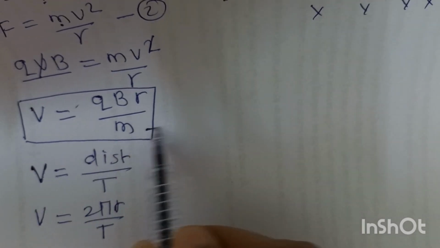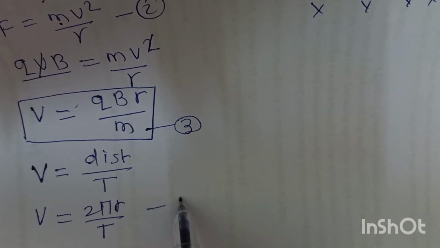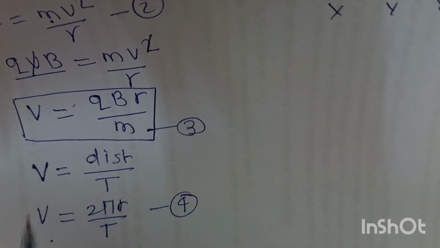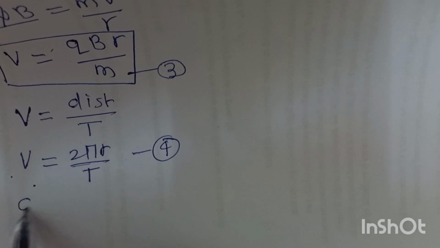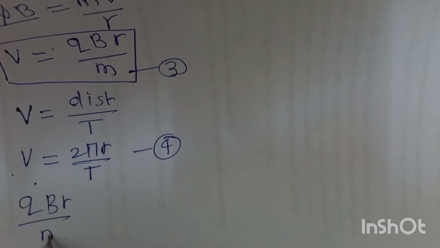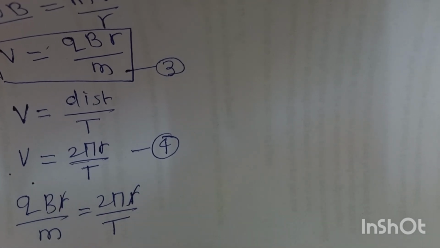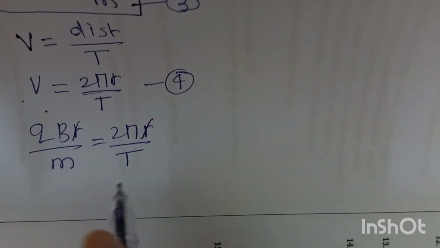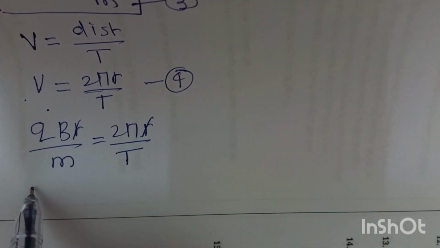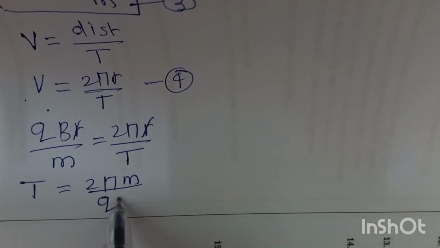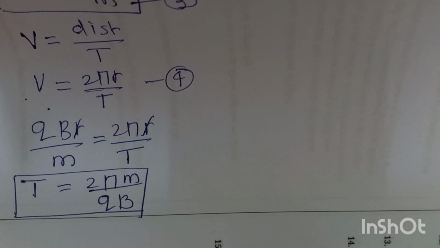So here again, if you consider this as equation 3 and this as equation number 4, both of these we wrote for the velocity. So again you can equate this. Once you equate this, then we will get qBr upon m is equal to 2 pi r divided by T. So r and r get cancelled, and you can transpose the time period to that side. So T is equal to 2 pi m upon qB. So this is the derivation, or expression, we got for the time period T.